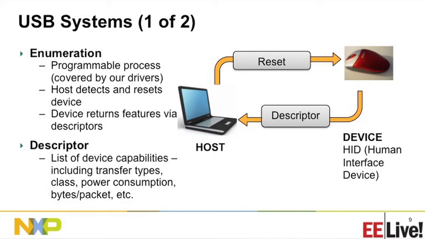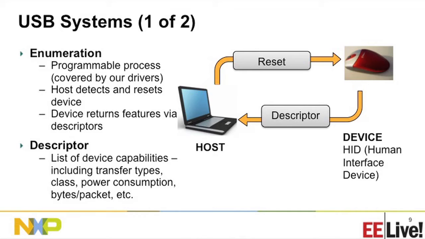In NXP's case, much of this enumeration process is covered by our drivers. Many devices have an on-chip ROM driver, which helps us handle this enumeration process. Once the host knows the device is here, the host will reset the device and assign the address to the device, and the device will return its vendor ID, product ID, power consumption, transfer type, and transfer packet size, all of that information to the host, so the host knows how to carry on the communication following.